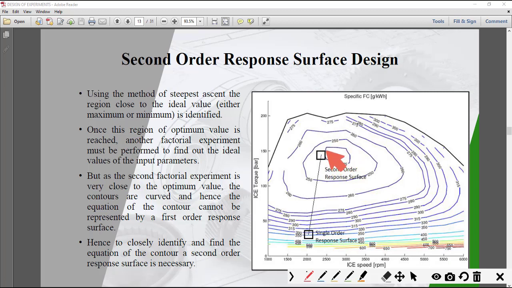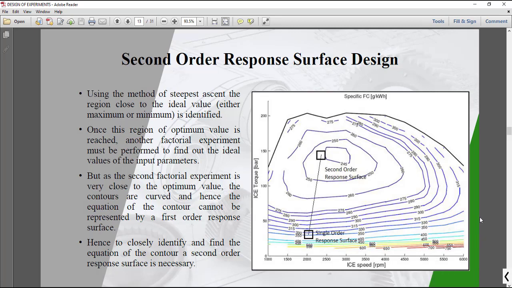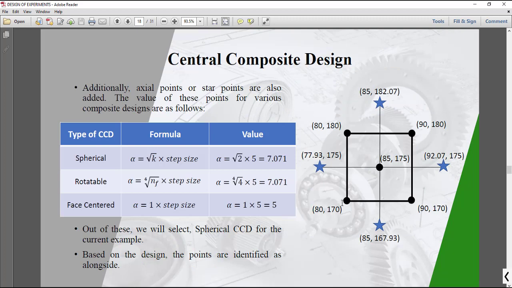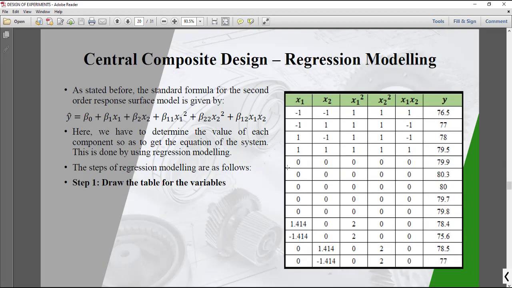So what is happening over here? We do not want an equation of a line. We want an equation of a curve. To get the equation of a curve, we will use second order response surface design. Now how will this equation look? Yes, this is what the equation is going to look like.